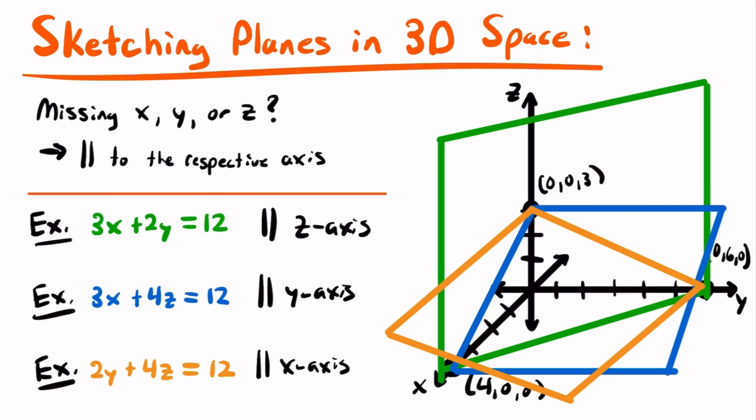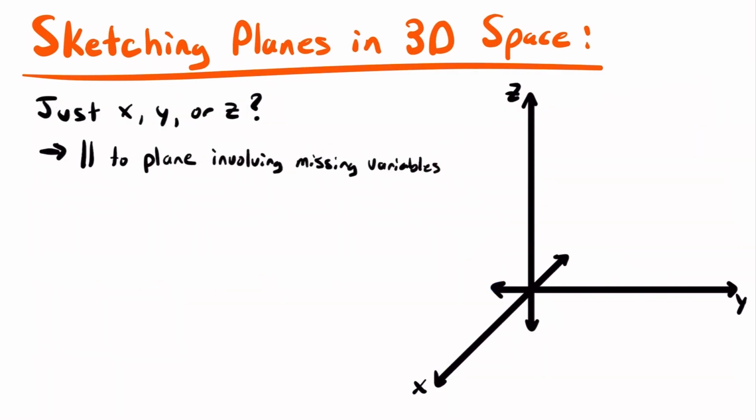But now what do we do if 2 of them are missing? Right, what do we do if our plane equation is just x, y, or z? Well, if you just have an equation of x equals some value, or y equals some value, or z equals some value, that plane will be parallel to the plane in the 3D coordinate system involving those missing variables.